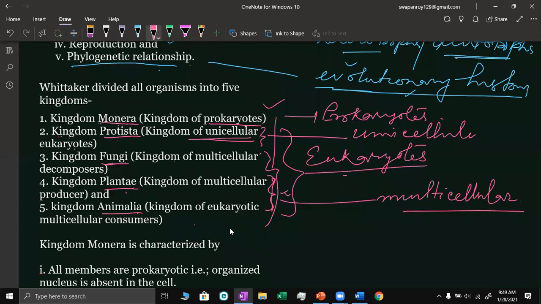Okay. Next is kingdom Fungi. This kingdom Fungi is a multicellular decomposer. Fungi are heterotrophs and they are decomposers because their nutrition is heterotrophic. They cannot synthesize their food. They feed on dead organic matter or live as parasites. So they are mainly decomposers, which break down the complex organic material of all other organisms. So this is the Fungi kingdom.